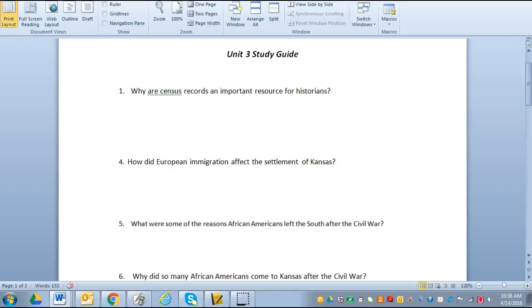How did European immigration affect the settlement of Kansas? And this is something we've talked about even today. How did European immigration affect the settlement of Kansas? It had some of the names of towns and affected the events and the culture that went on and what food was there. Okay. It made the population grow.